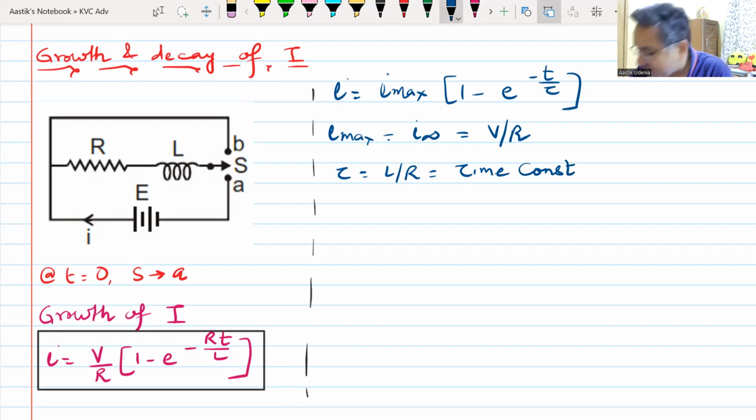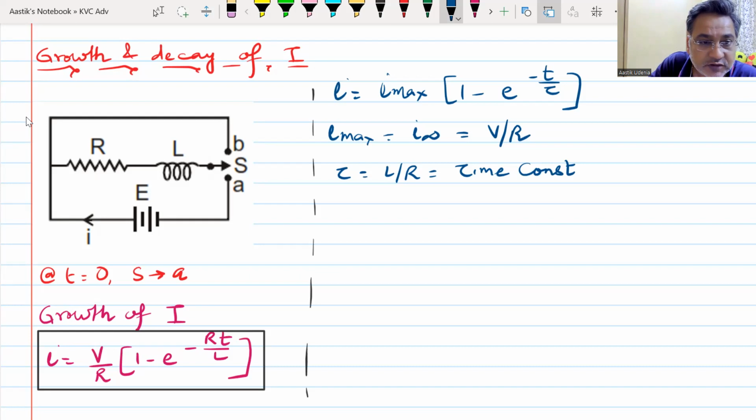Do you remember this time constant? Yes, sir. What was this time constant? It was the time taken by the charge to become 63% of this. Do we understand this? Yes, sir. Time constant, tau. It is the time in which the current increases to 63% of its peak value or the maximum value. Everyone remembers this? Yes.